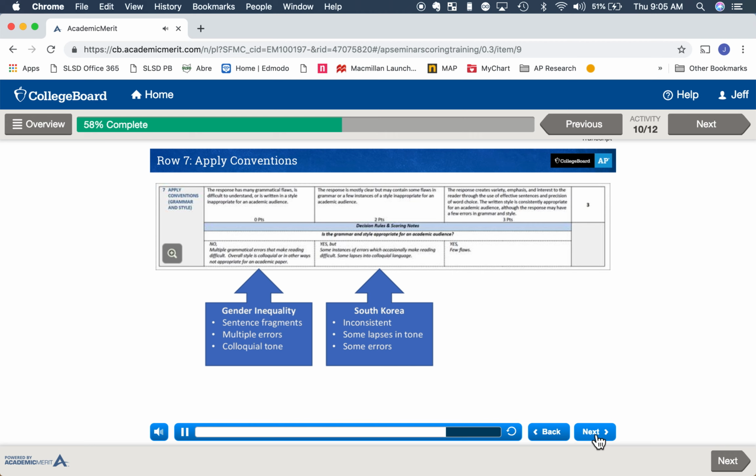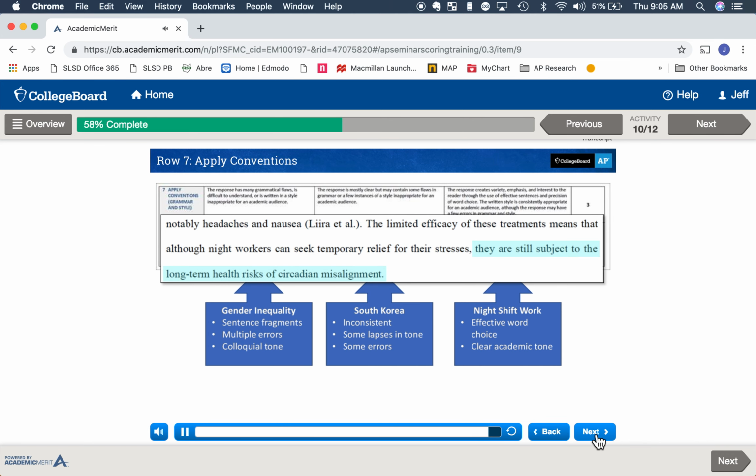It conveys its message to the reader with clarity and exhibits a tone that is objective and academic. While the high response may not be 100% perfect in every detail, it is overwhelmingly well written and sophisticated in its delivery. Training sample 1 on night shift work earned 3 points for this row because it contains few flaws in grammar or style. It demonstrates a strong control of the language. For example, "they are still subject to long-term effects of circadian misalignment." That is appropriate for an academic audience.